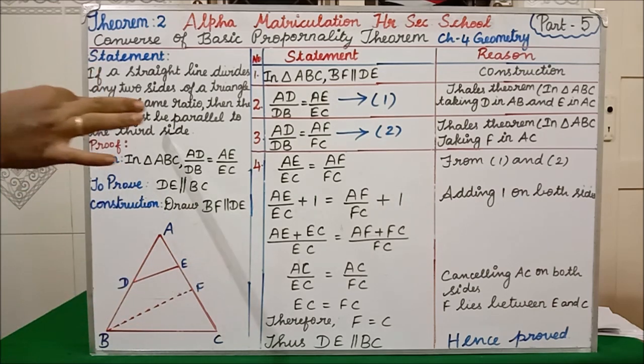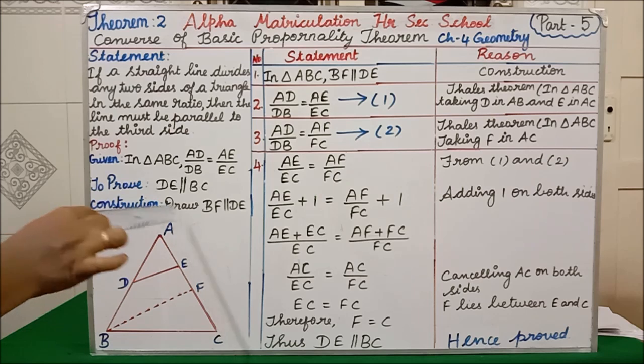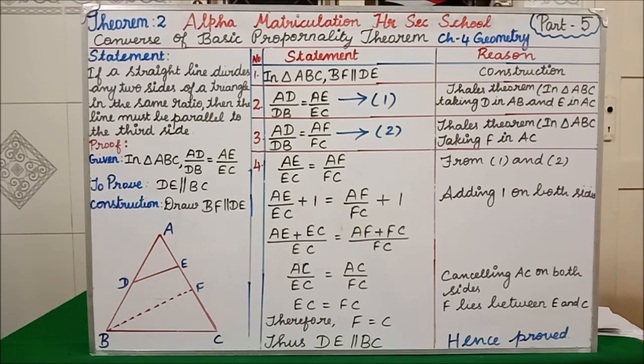In the same ratio means what? AD divided by DB is equal to AE divided by EC. Clear? Then the line must be parallel to the third side. When it divides in the same ratio, then this line DE is parallel to BC, which we want to prove. Clear all of you?